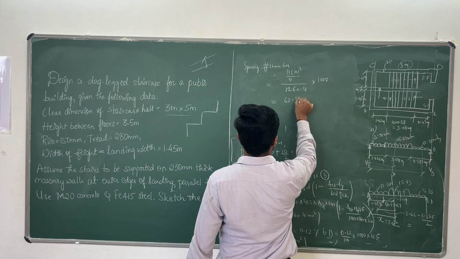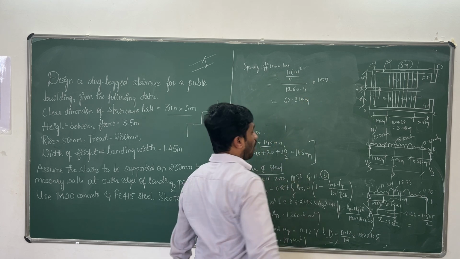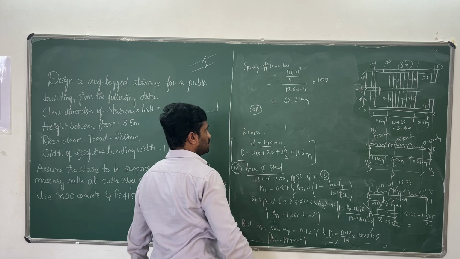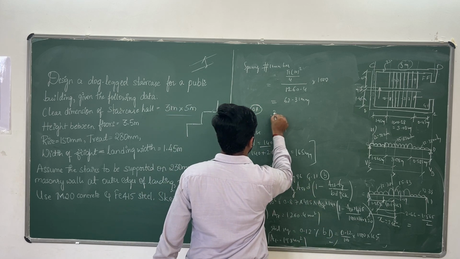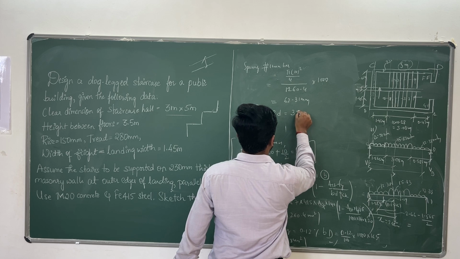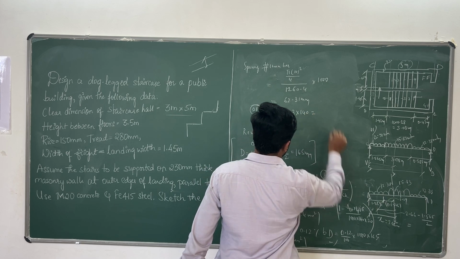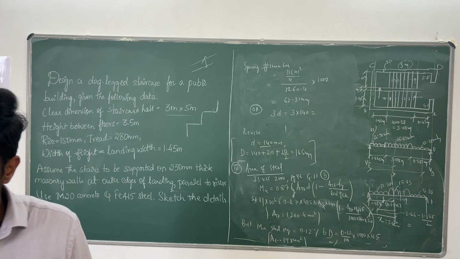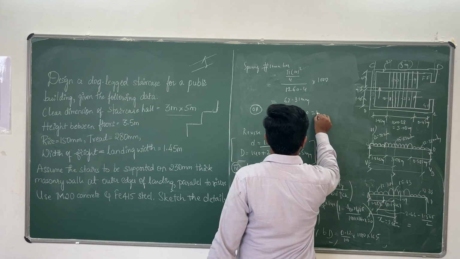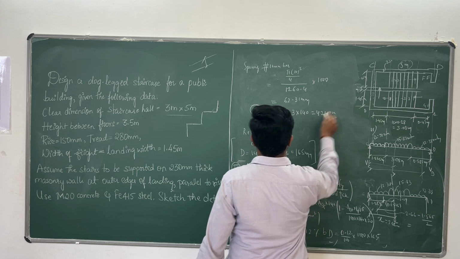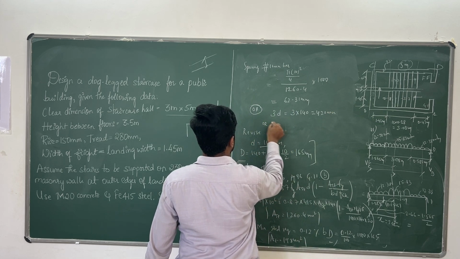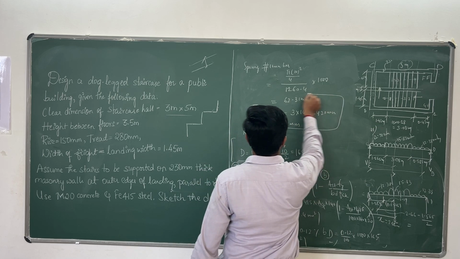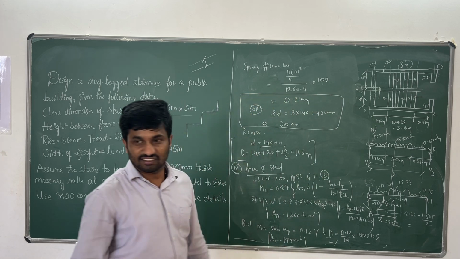62.31 millimeters, or 300 mm, or here you are having 3 criteria: 3 times the effective depth. How much? 3 into 140 is 420 millimeters, or 300 mm, whichever is less. Amongst the 3, whichever is less. Which is less?